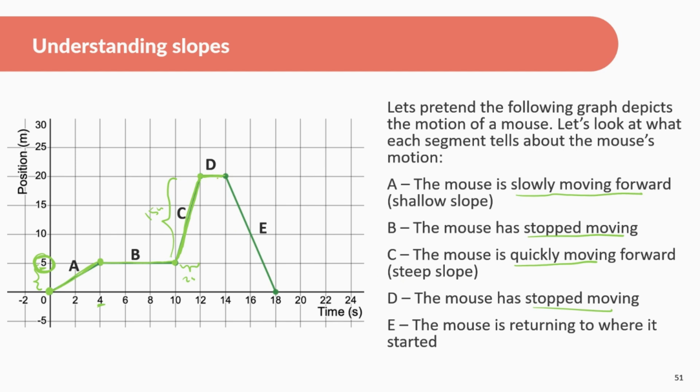And E, again, this is steep, probably not as steep as part C. What it's also telling us is it's at position 20, but it goes all the way back to the beginning position 0. So the mouse is returning to where it started.